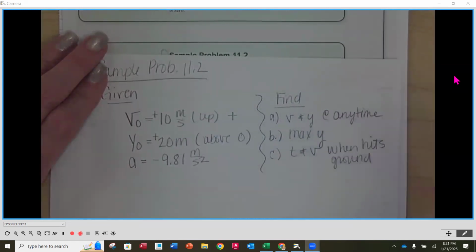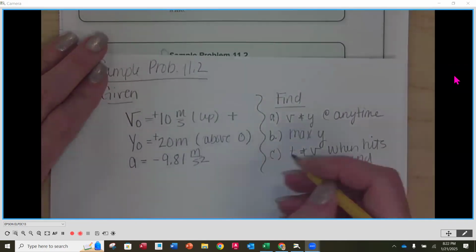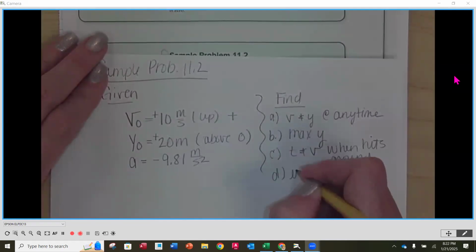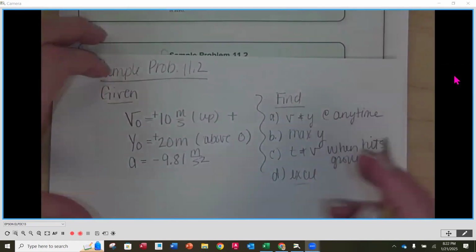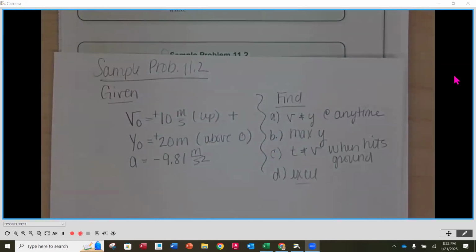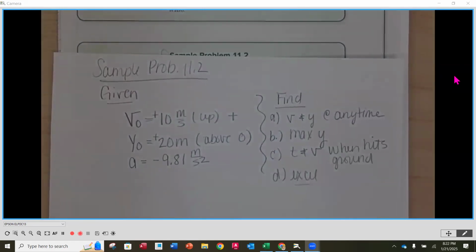So it's going to go up, and then it's going to come back down, and it's going to go past where we threw it up, and we want to find out when and how fast is it going when it hits the ground. And then part D says it wants us to create the graphs and the tables. So we're going to do the Excel for that. And we kind of have that already set up, right? We just have to put our numbers in. Okay.